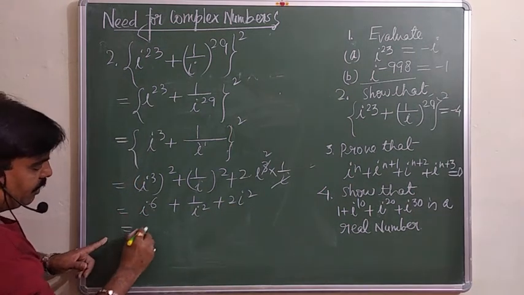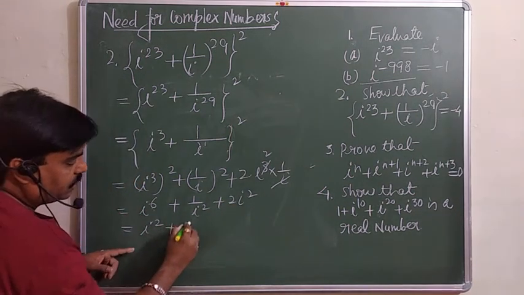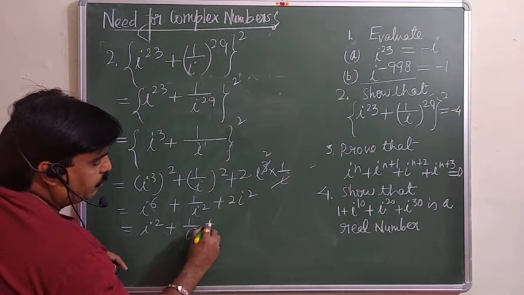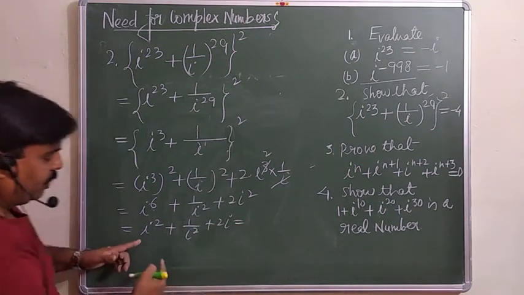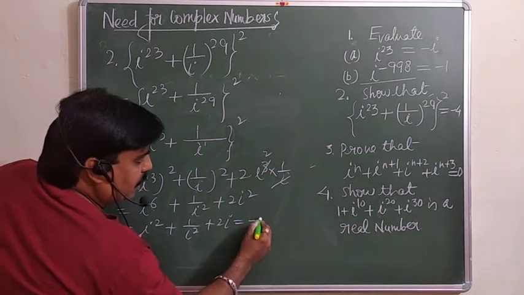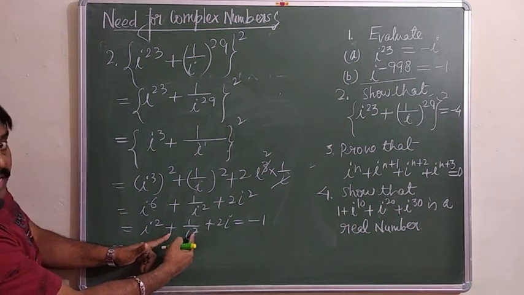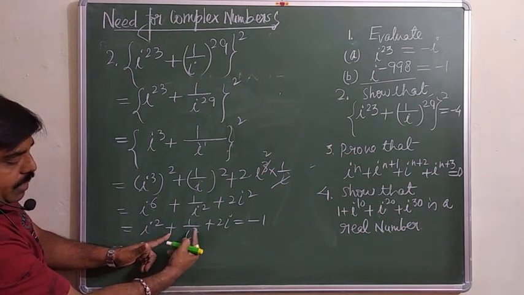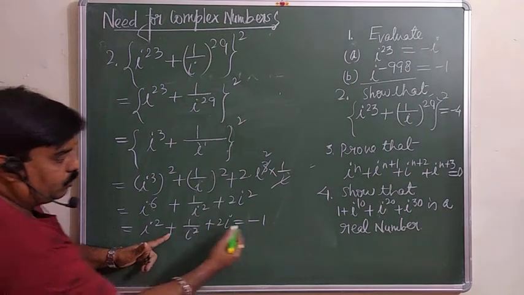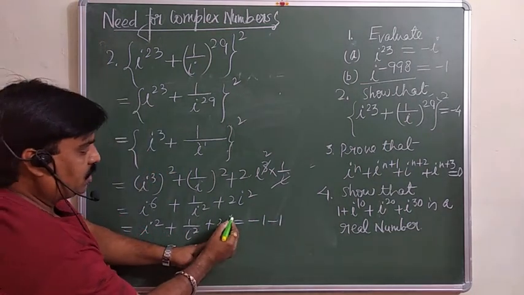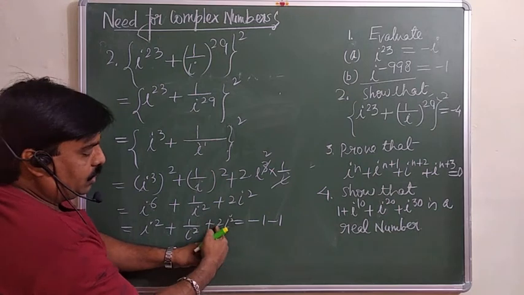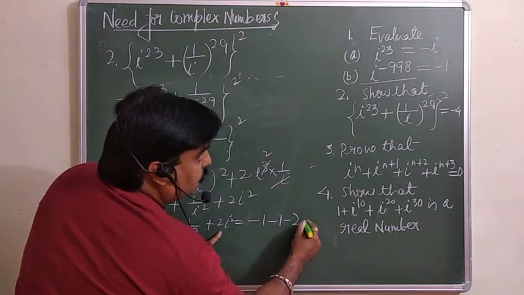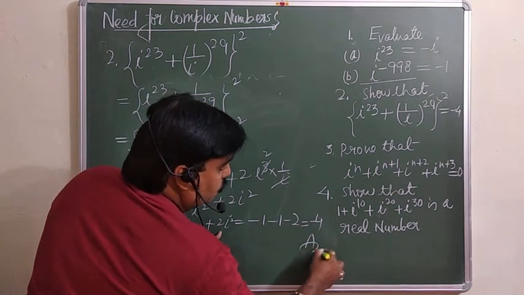So here you will get i raised to power 2 plus 1 over i square plus 2i square. So i square is equal to -1. Here is -1, and 1 divided by -1 gives -1. And this is also i square, which is -1, into 2, so -2. So this is equal to -4, which you wanted to prove.